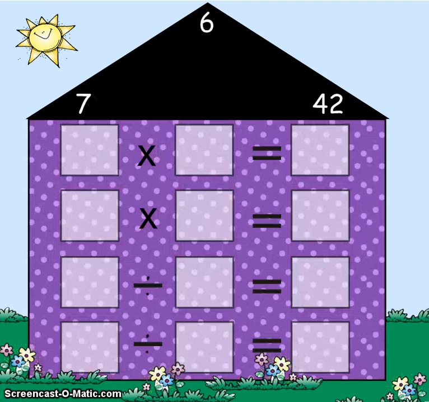Let's look at another one. 7, 6, and 42. Which of those two numbers would you multiply to get the other number? 7 times 6 would equal 42. Just like 6 times 7 would also equal 42. Oopsie, 42.